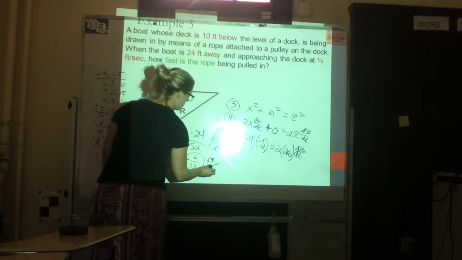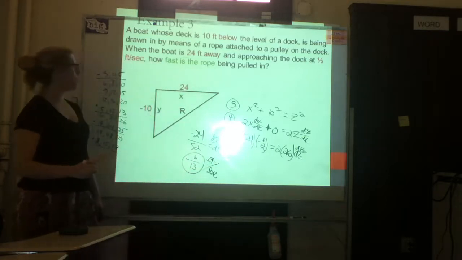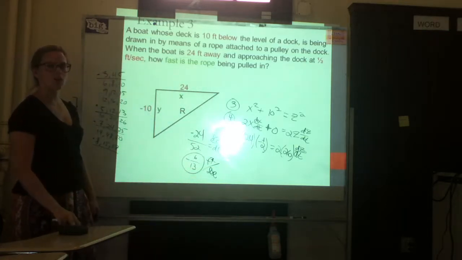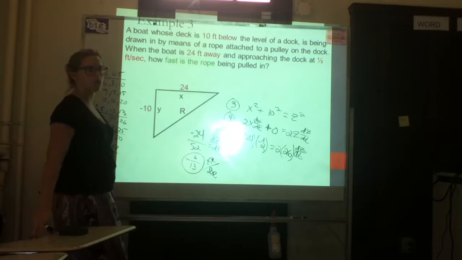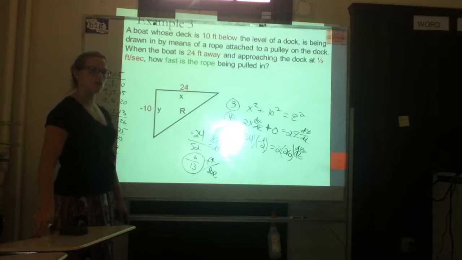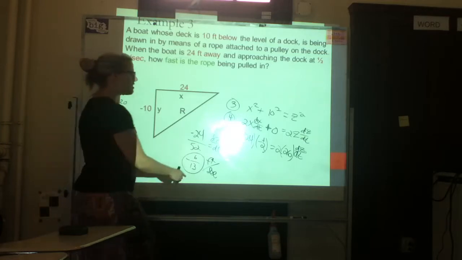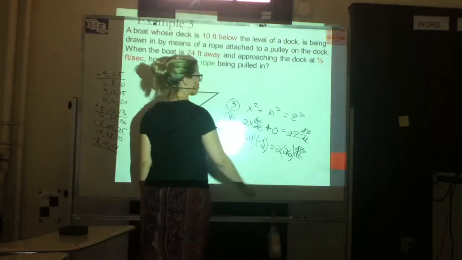Feet per second. You could say at the moment when the boat is 24 feet away from the dock. Right? So the rope is being pulled in at a rate of 6/13 feet per second when the boat is 24 feet away from the dock. Right? The big thing is that this is a 0.